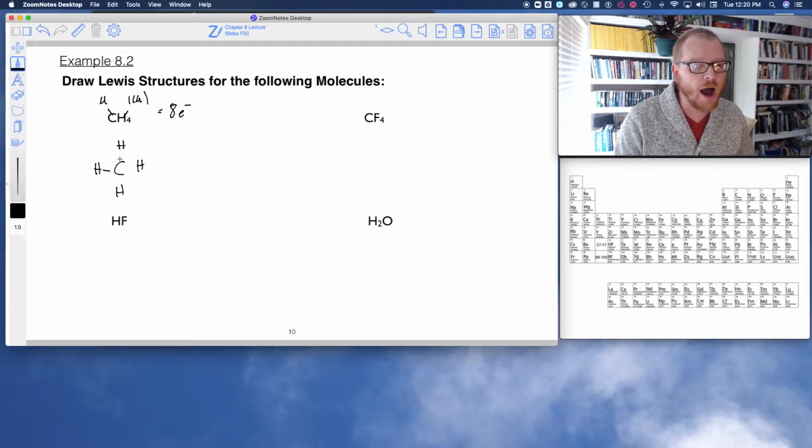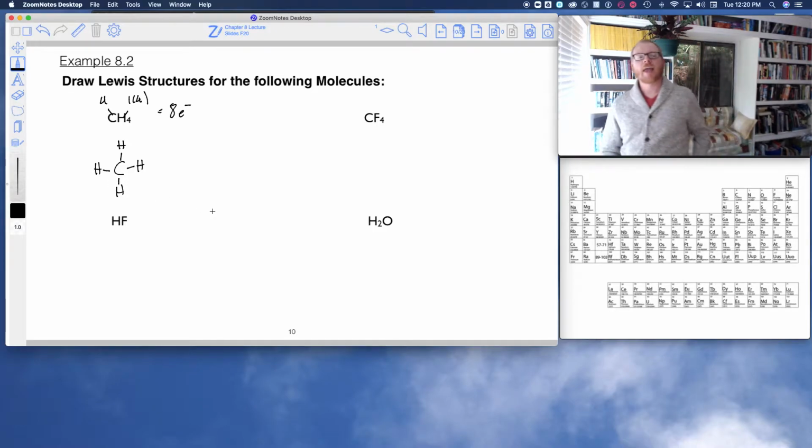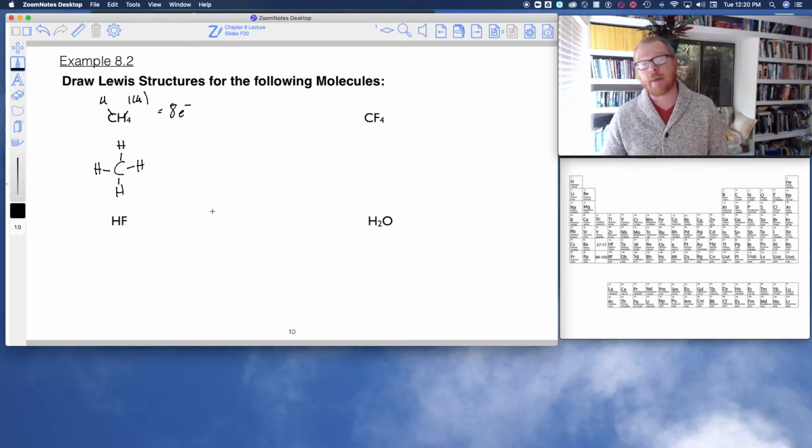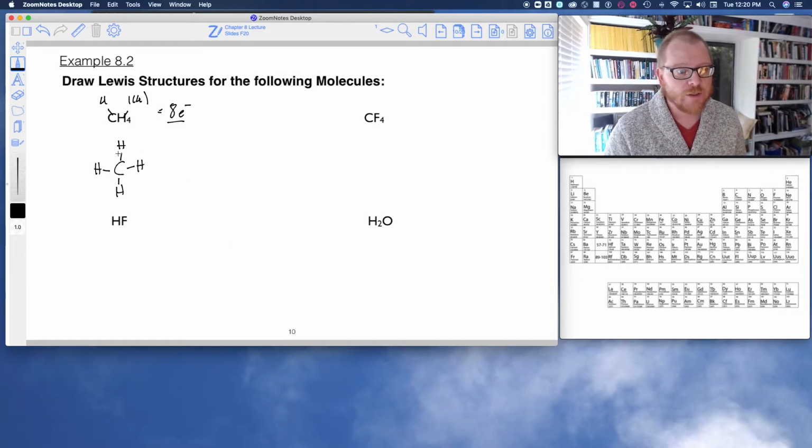I'm going to draw the bond between each one. And now I need to count up all of my electrons to make sure I use them all. So remember, I had 8 that I have to use. And check it out: 2, 4, 6, 8. So there we go. We used all 8 of them.